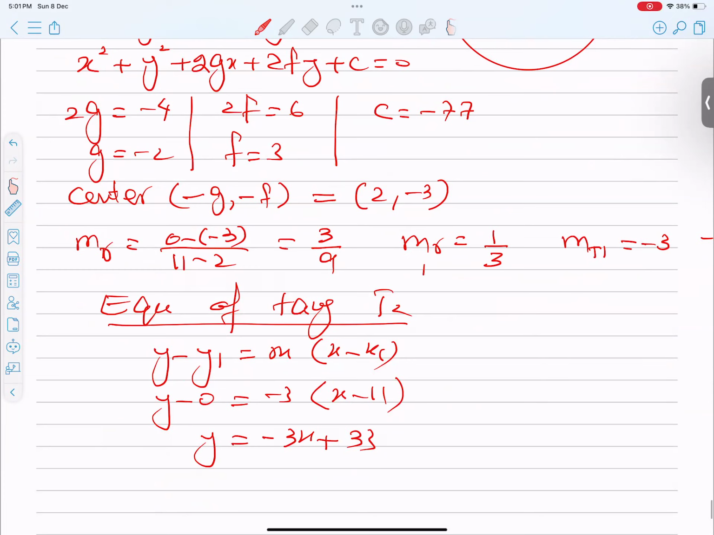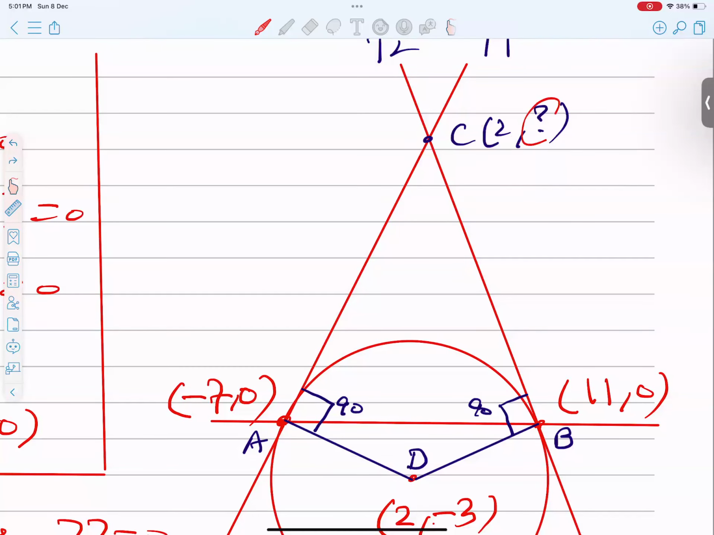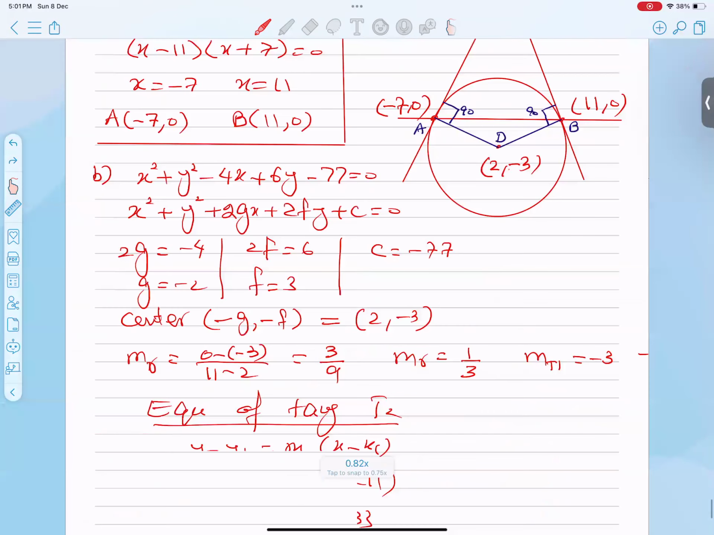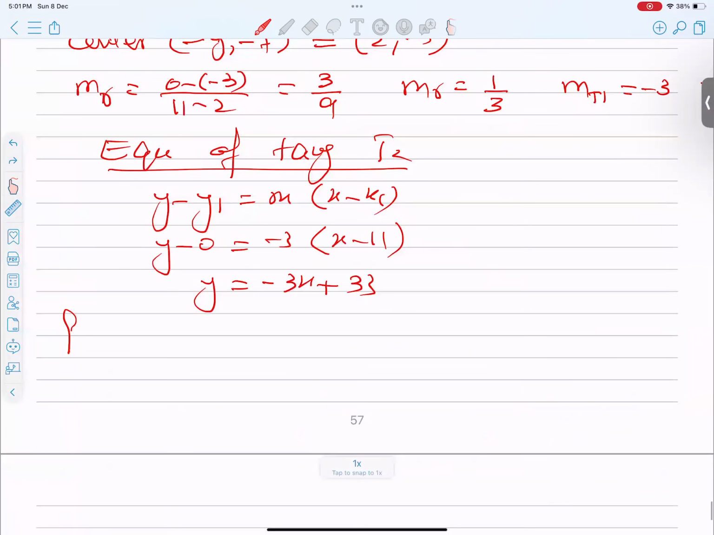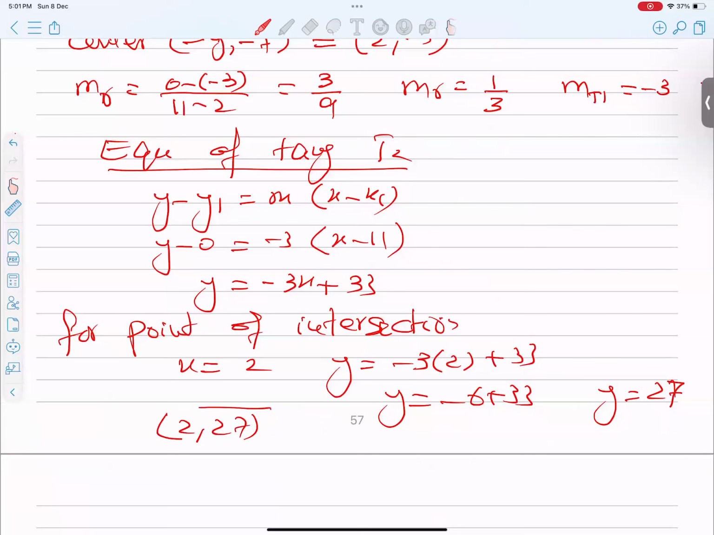And you know very well, at this point, x is 2. How to find the y value? So not a hard job. If I plug in, so for the point of intersection, I will put x equal to 2. When I plug in 2, I will get negative 6 plus 33, and I got 27. So y becomes 27. So the point of intersection is coming, x is 2, y is 27. This is my final answer.